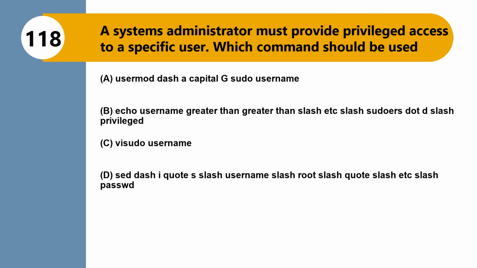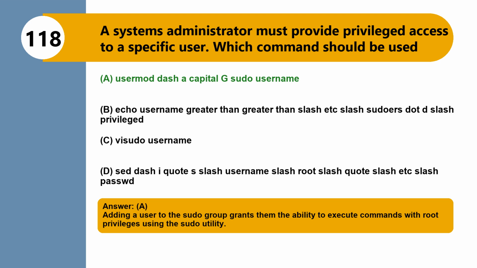Question 118. A systems administrator must provide privileged access to a specific user. Which command should be used? Option A, usermod -aG sudo username. Option B, echo username > /etc/sudoers.d/privileged. Option C, visudo username. Option D, sed -i 's/username/root/' /etc/passwd. The correct answer is option A, usermod -aG sudo username. Adding a user to the sudo group grants them the ability to execute commands with root privileges using the sudo utility.